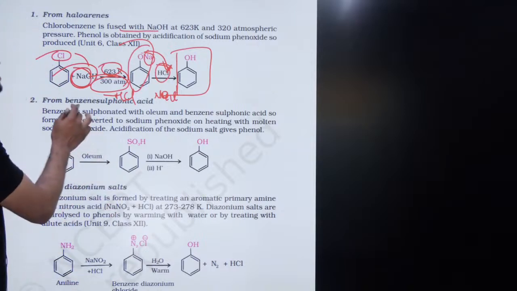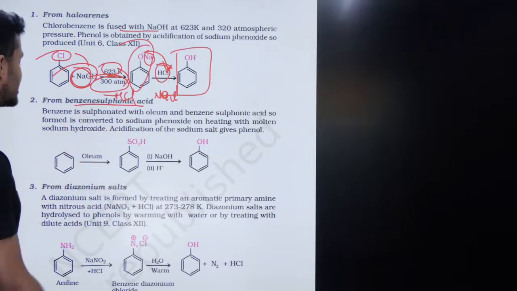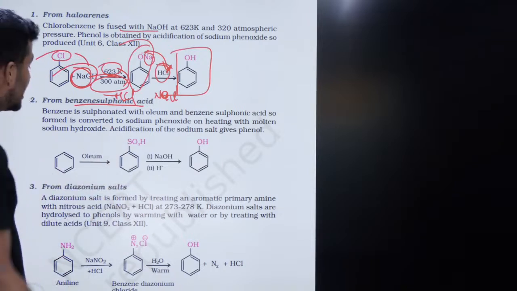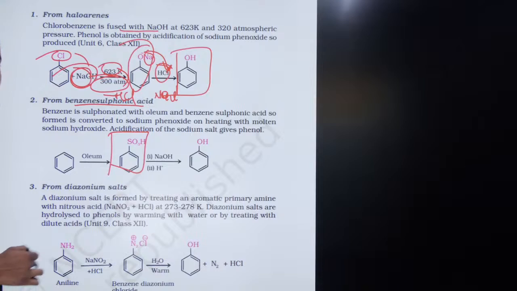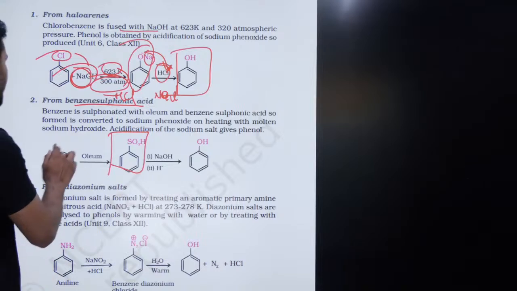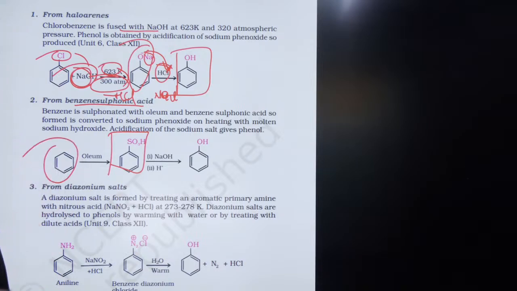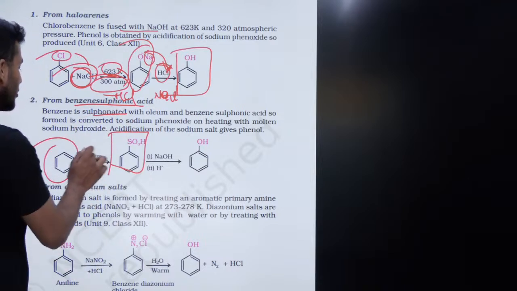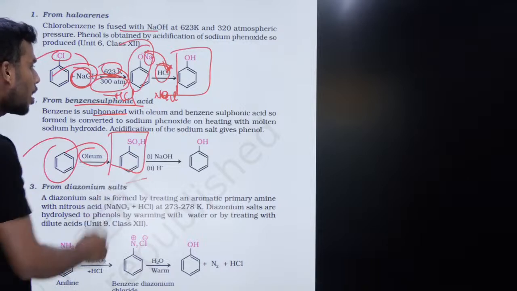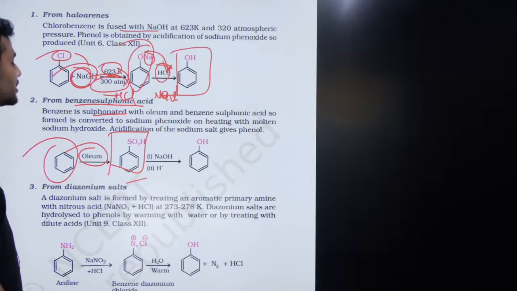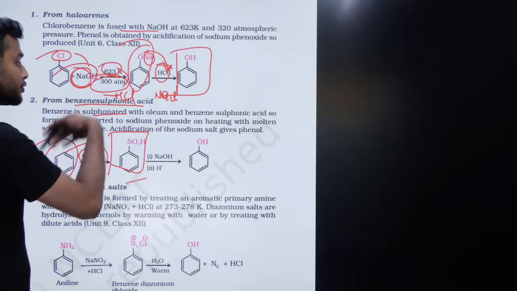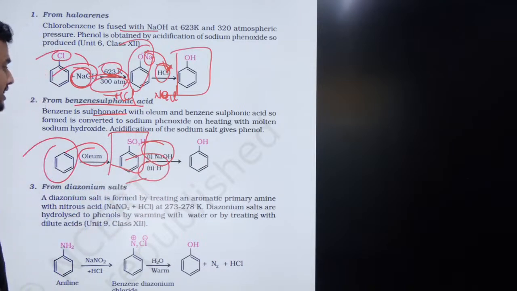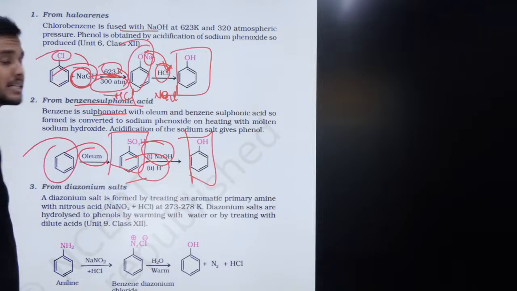Second one, from benzene sulfonic acid. How to form benzene sulfonic acid, or what is benzene sulfonic acid? This is the structure of benzene sulfonic acid. Okay, students, what happened? First, benzene is sulfonated with oleum to form benzene sulfonic acid. After that, it is further fused with NaOH, and further protonation, the phenol compound is formed.